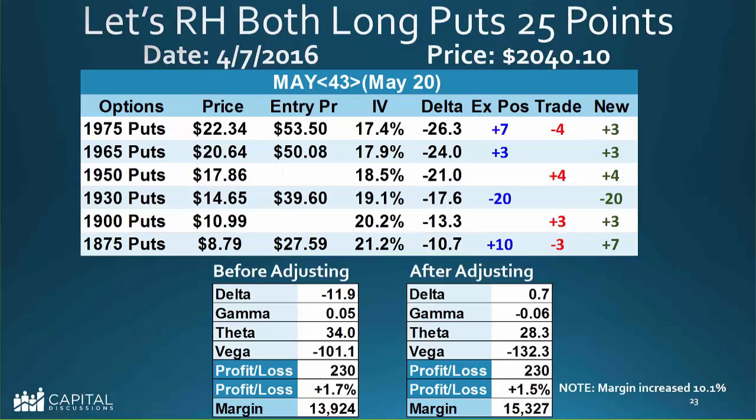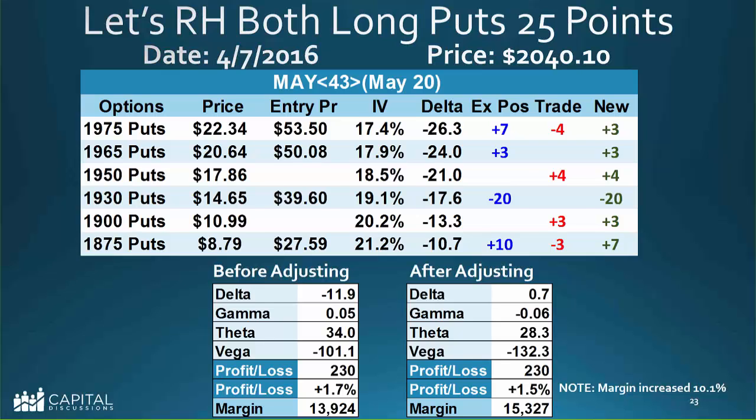So here we reverse Harveyed 4 of the upper strikes, we moved those lower, and we moved up 3 of the lower ones. And the margin increased just a little bit from 13.9 to 15.3. And the other Greeks are fairly similar. Theta decreased slightly, Vega increased. But let's see what that does.